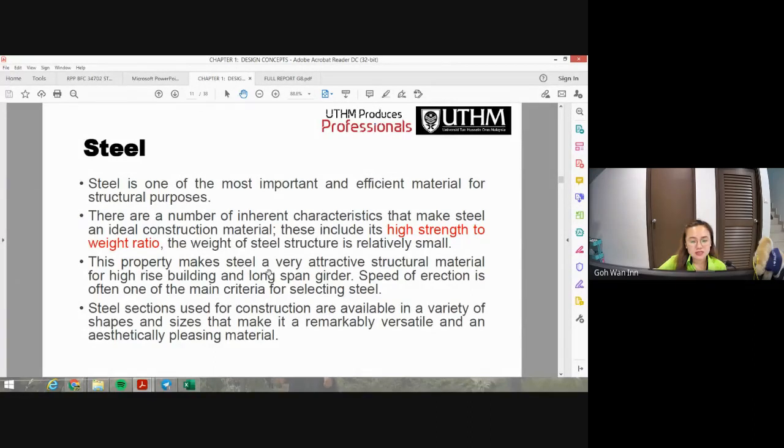This property makes steel a very attractive structural material for high-rise buildings and long-span girders. Speed of erection is often one of the main criteria for selecting steel. Steel sections are available in a variety of shapes and sizes that make it a remarkable, versatile, and aesthetically pleasing material. You can get it in many diameters and shapes, like angles, channels, and so on. Later we will see examples.